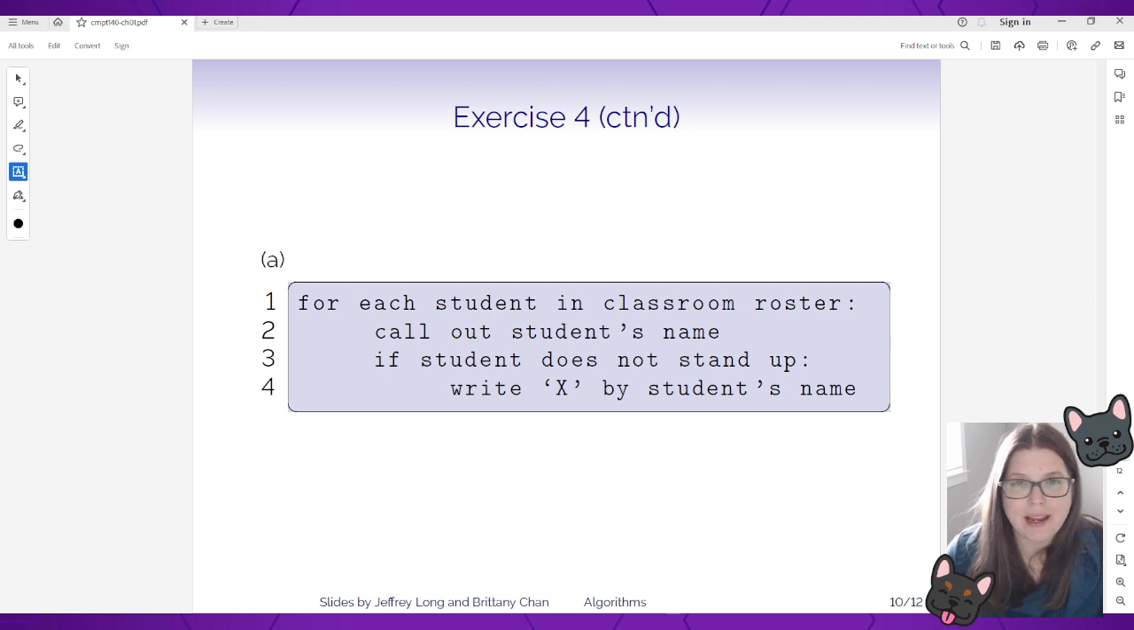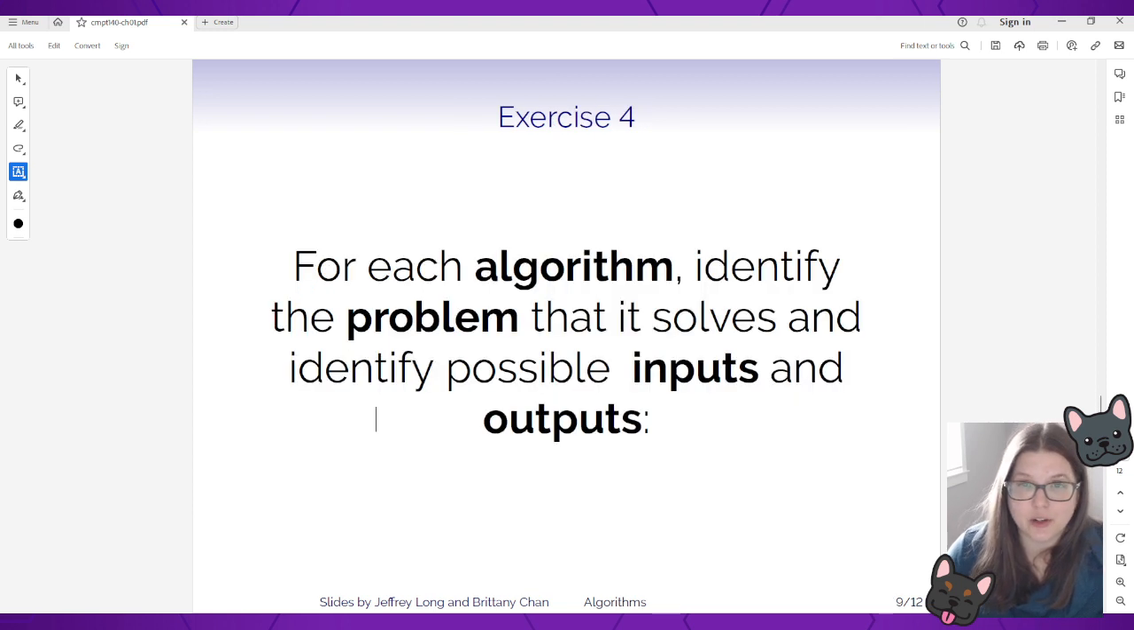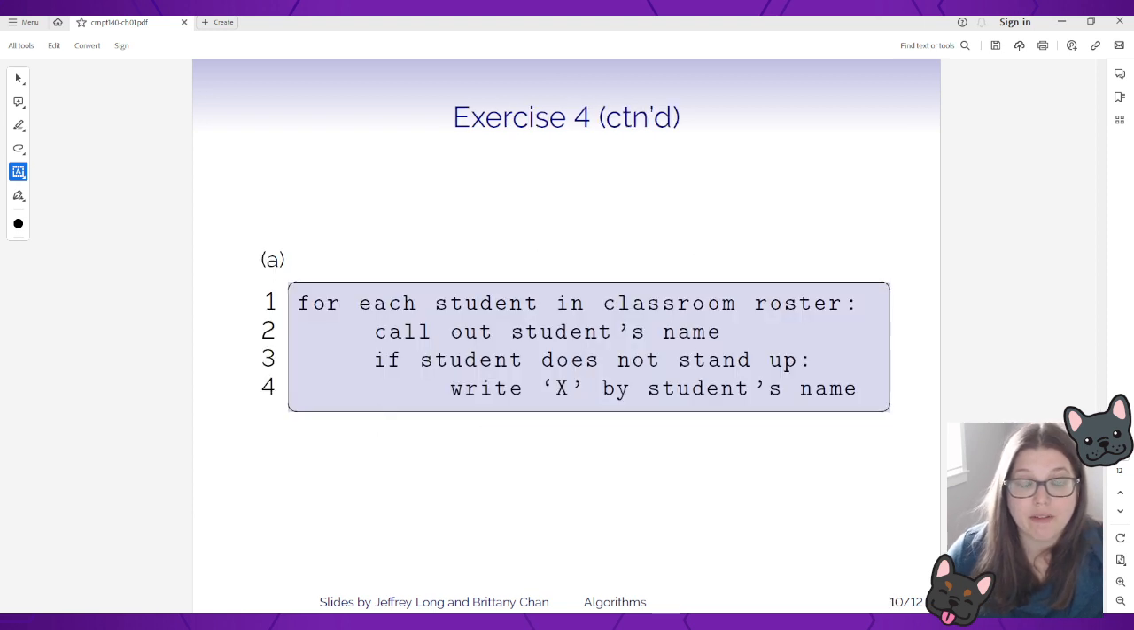So first, before we get into the actual question for this exercise, I want to call out the two types of control statements we have here. We have a for statement, where everything that's indented underneath, so lines 2, 3, and 4, will get repeated until we've completely gone through every student in the classroom roster. That's the condition we're looking at here.